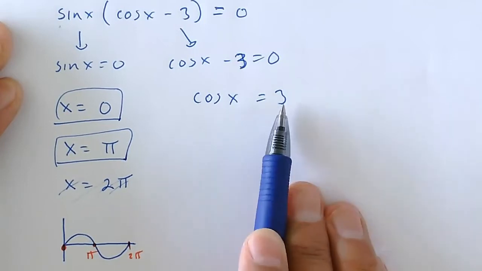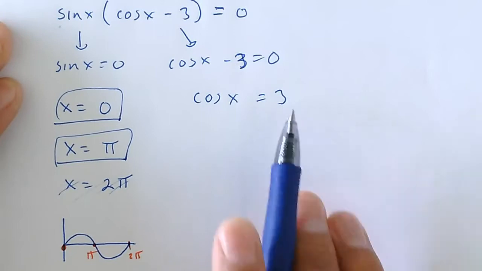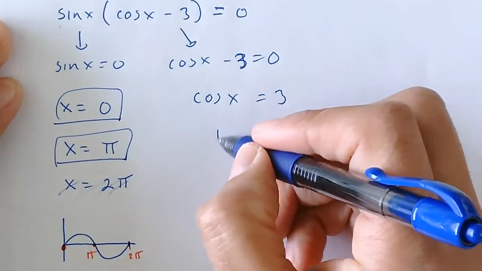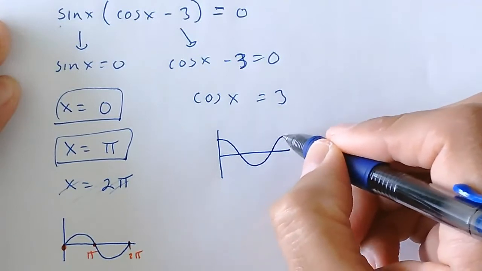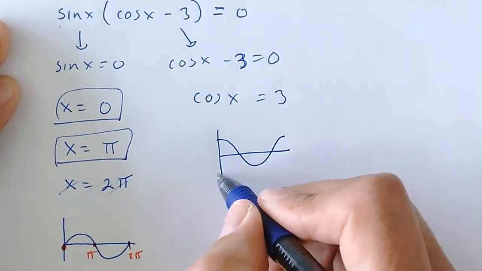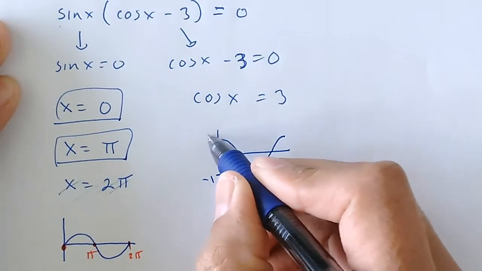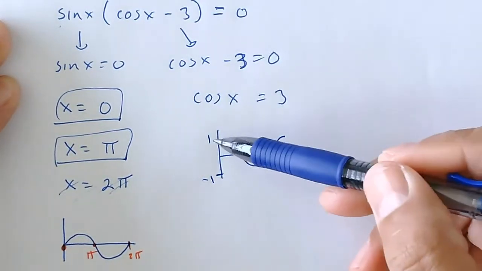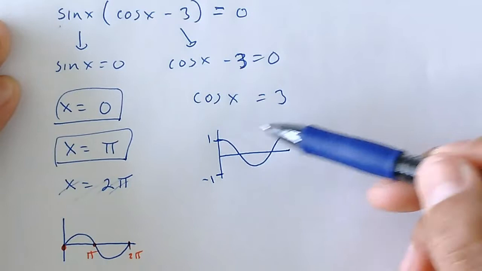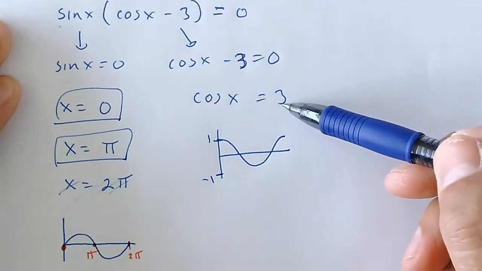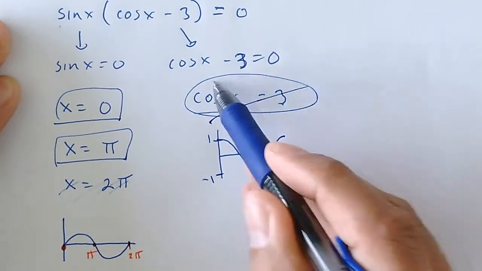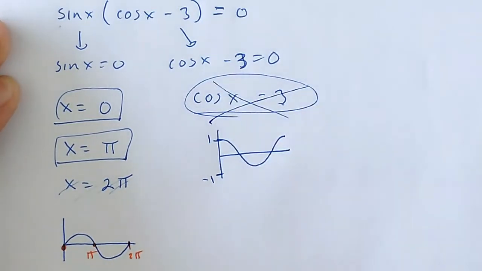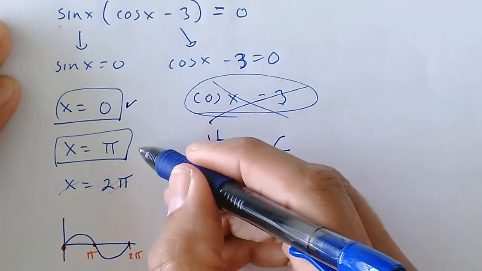As a matter of fact, the cosine graph is stuck between -1 and 1. The range of the cosine graph is from -1 to 1. It's never going to be 3. So this does not give me any solutions. So the only values that will work are x equals 0 and x equals pi. I'll try another one.